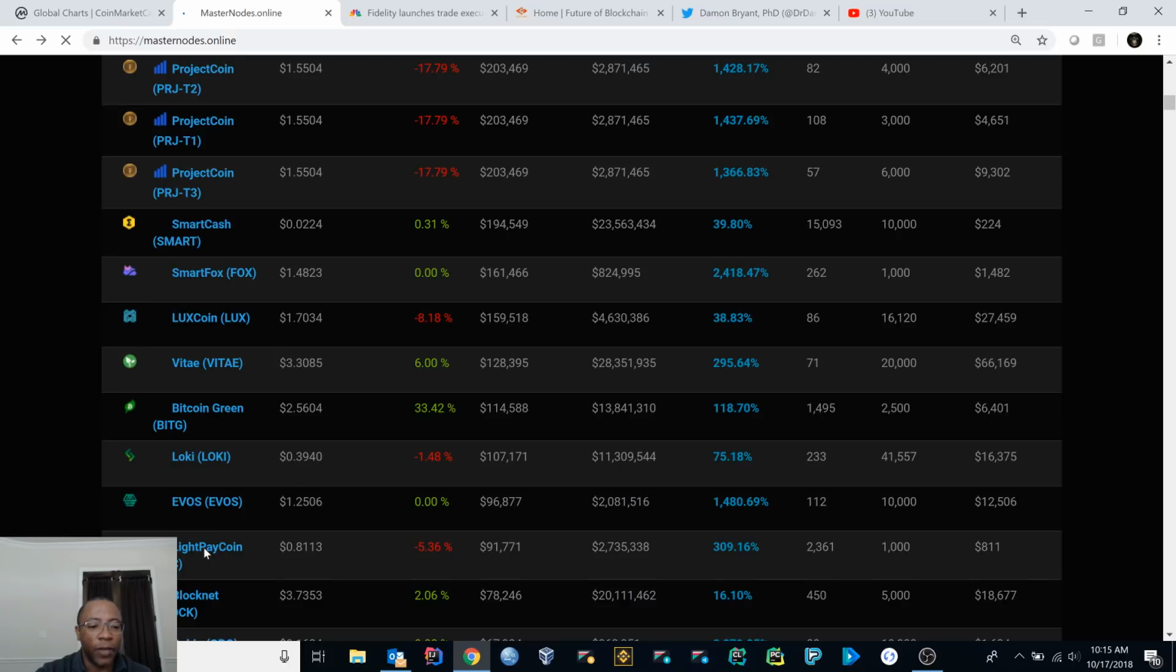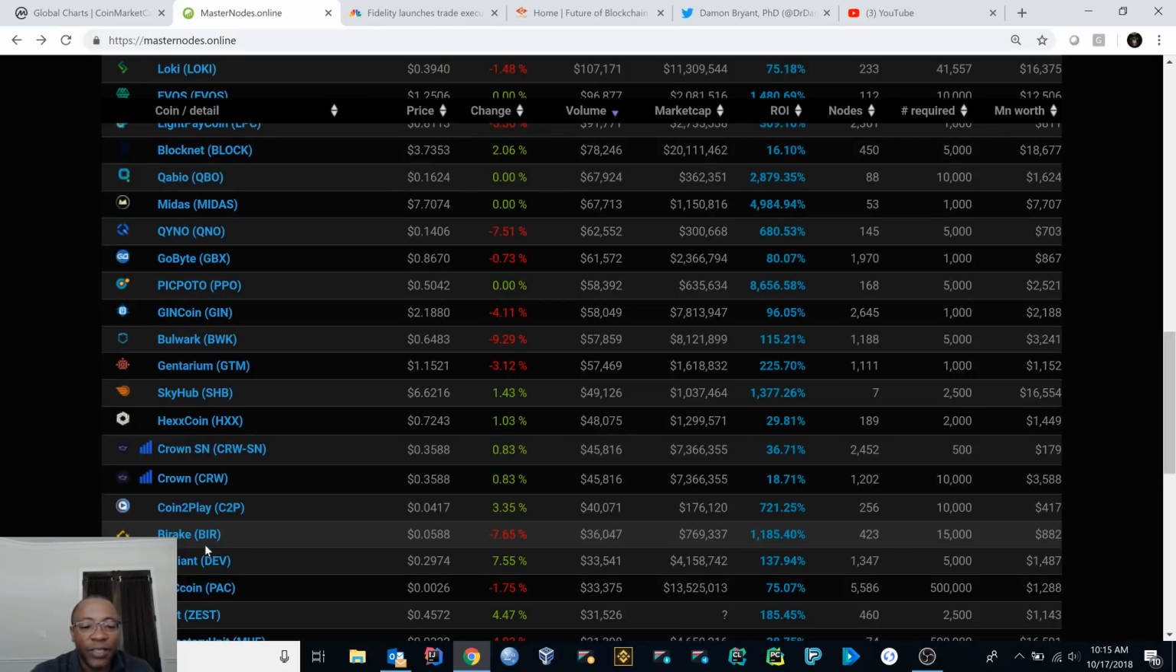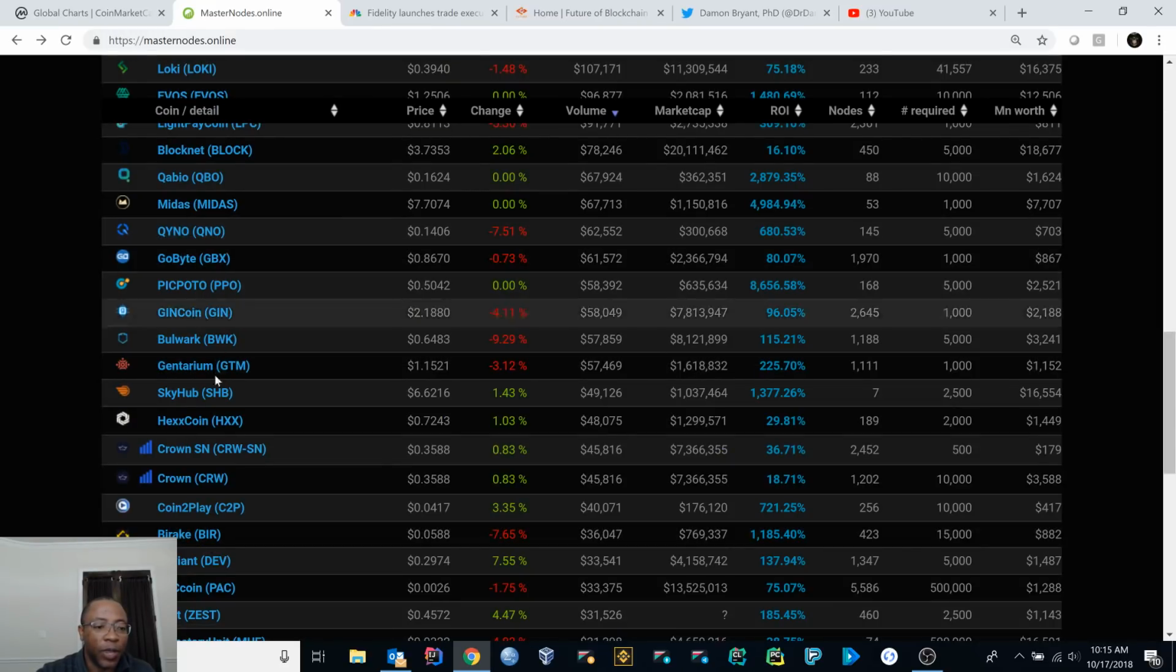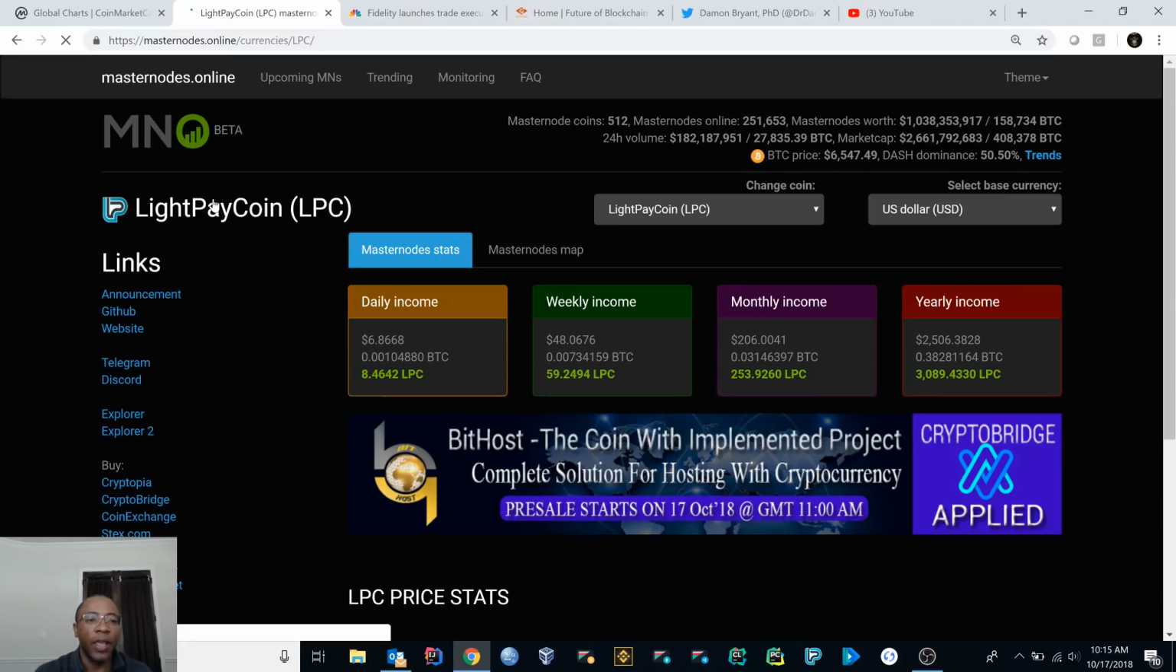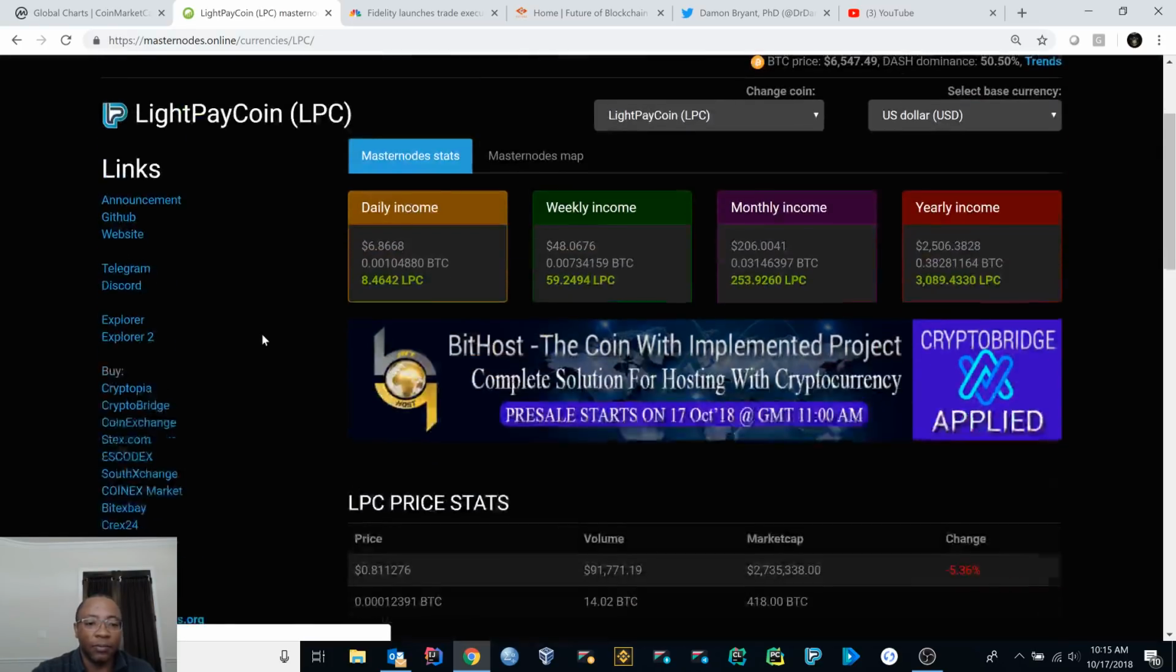LightPay coin here. Right now, it's at 81 cents per LPC. Down 5%, almost $100,000 in daily volume, 2.7 million in terms of overall market cap, roughly 300% in its ROI. 2,361, a large number of masternodes, valued at roughly $811 per masternode. And this is something I'd like to give you guys insight to.